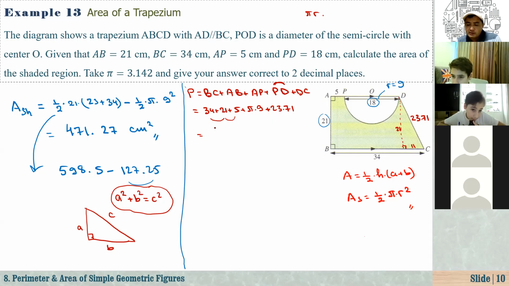83.71 plus 9 times 3.142, that's equal to 111.99 centimeters. That is the area of the shaded region.